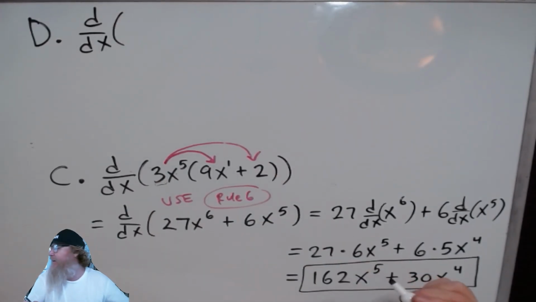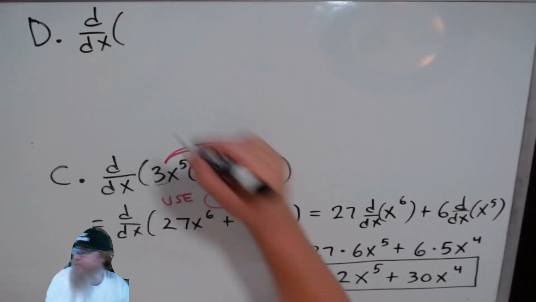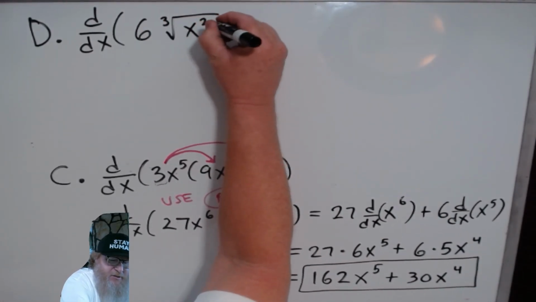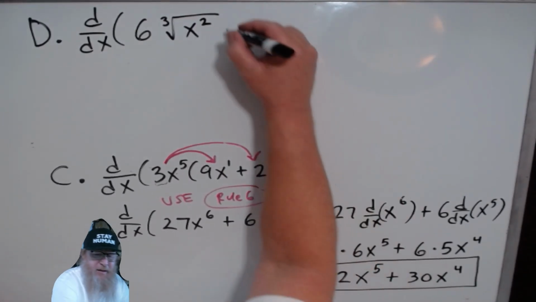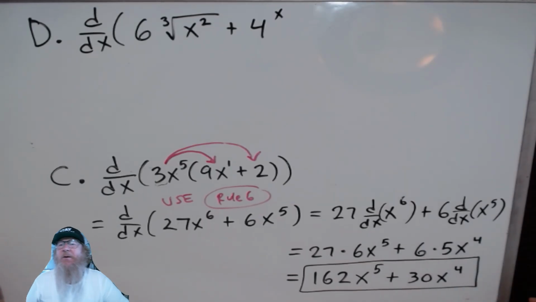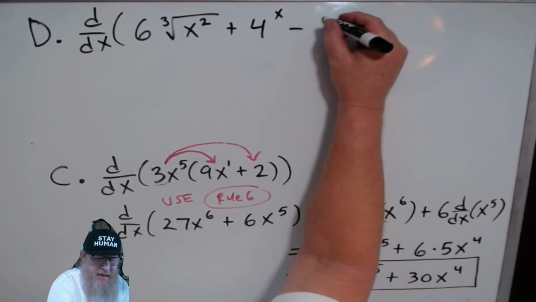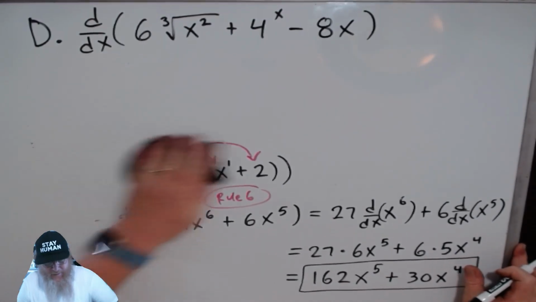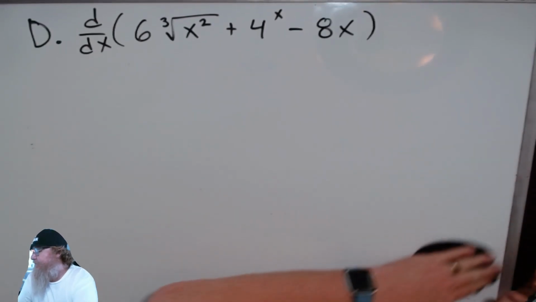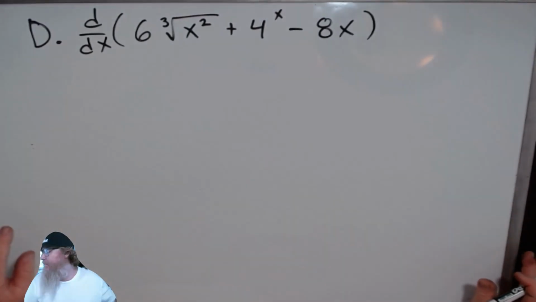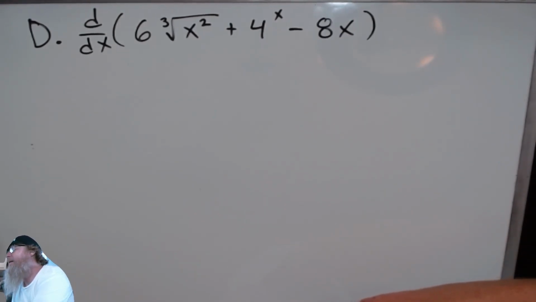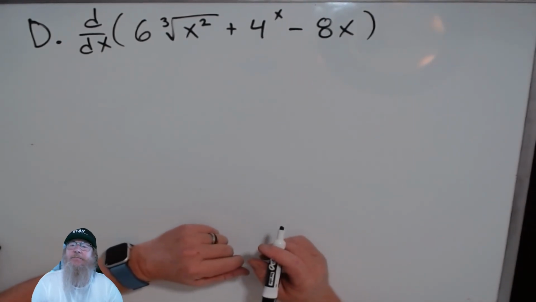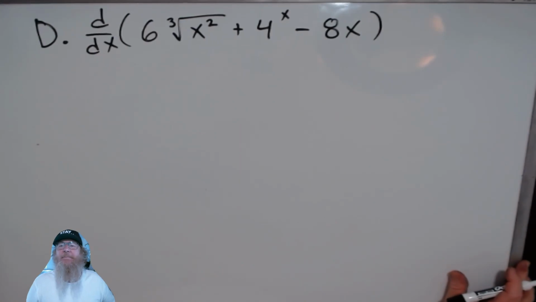d/dx of, what do we got here? We got 6 times the cube root of x squared plus 4 to the x power minus 8x. Okay. This one will probably take up the whole board here.